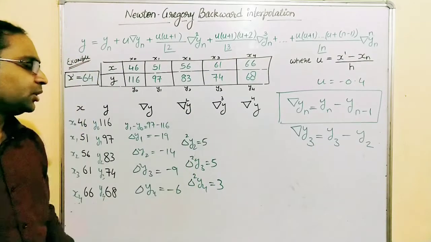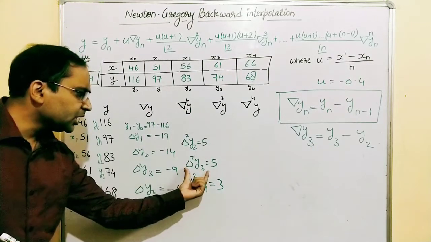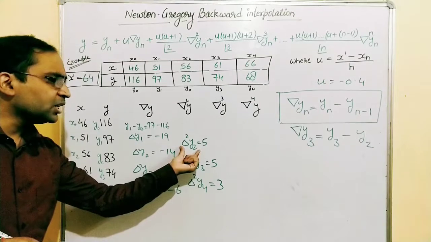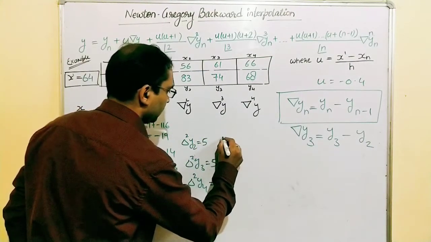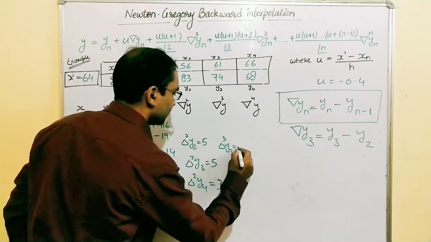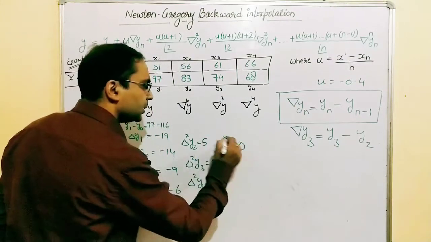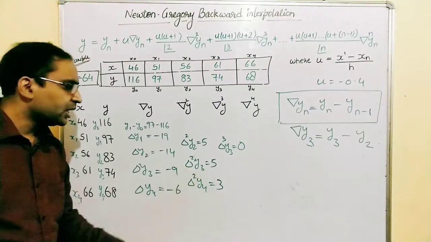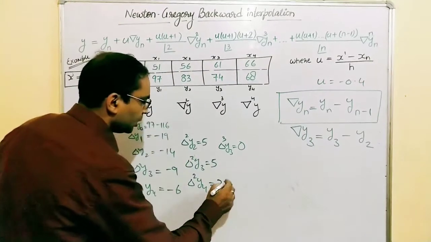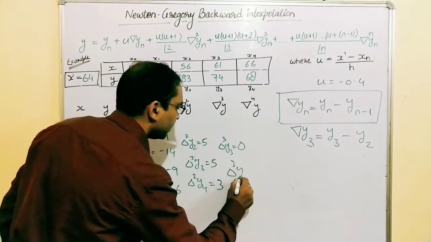Let's construct del 3y. Again, this will be del 2y3 minus del 2y2. So this is del 3y3. This is equal to 5 minus 5, 0. Next is del 2y4 minus del 2y3. So this is del 3y4.